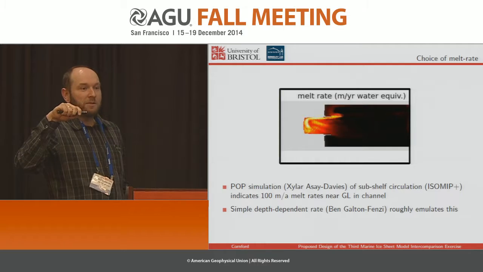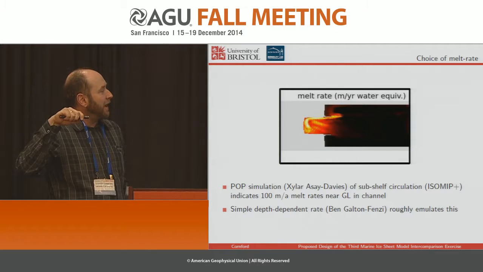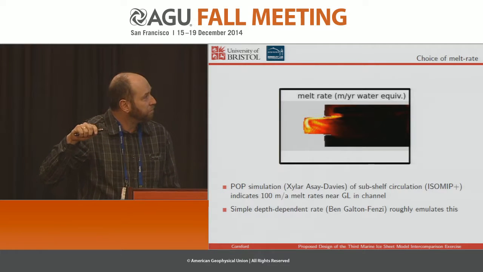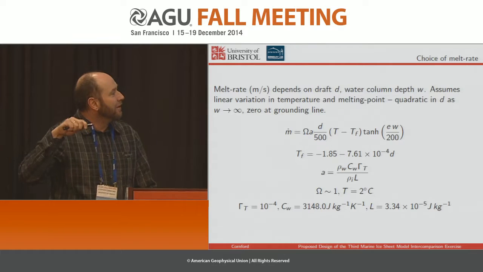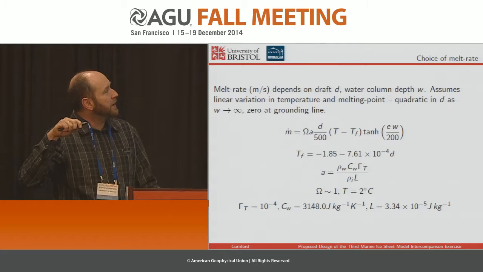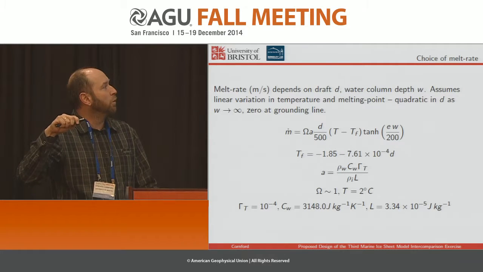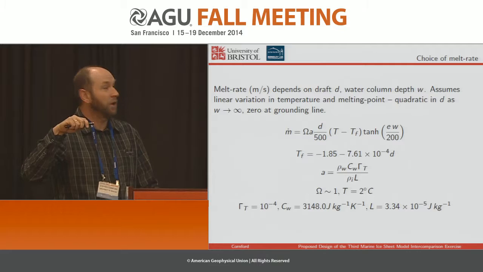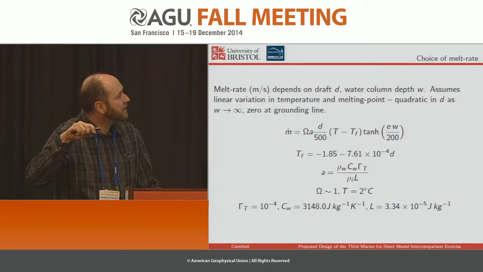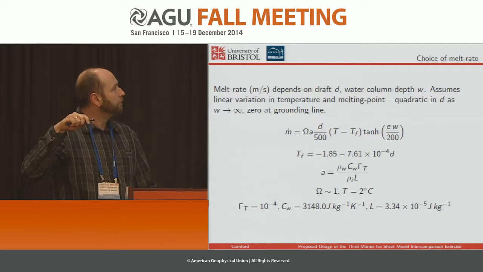So Ben Felty, another oceanographer, has kindly come up with a depth-dependent melt rate that gives us roughly this sort of behaviour. And that's the equation for that. I don't want to dwell on it very long, but it's dependent on the ice shelf draft and the water depth, and it's essentially a quadratic in that. So you get melt rates that peak near the grounding line, but it's zero at the grounding line because of this scaling here.